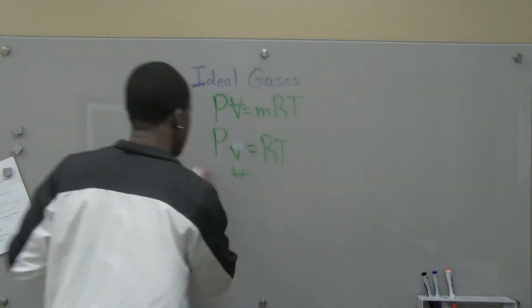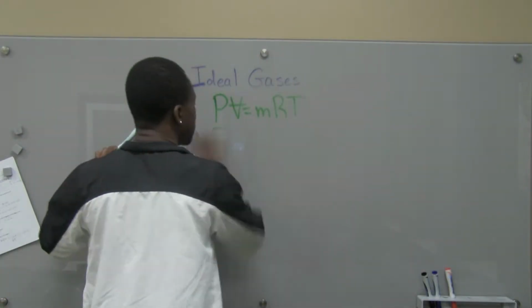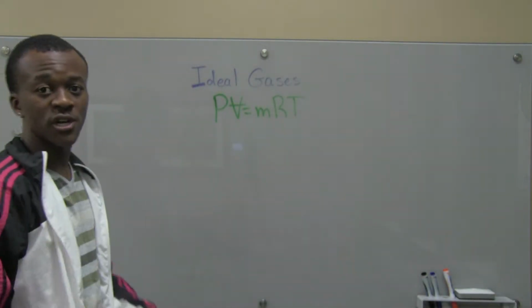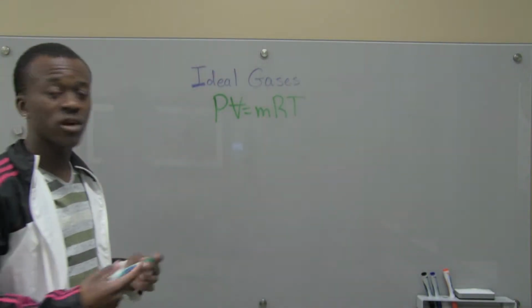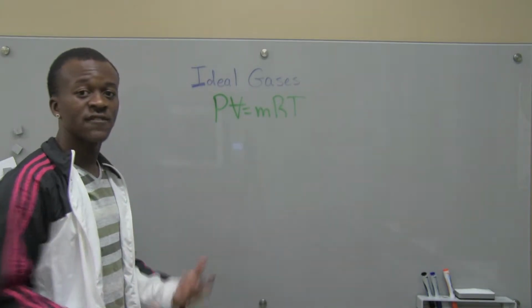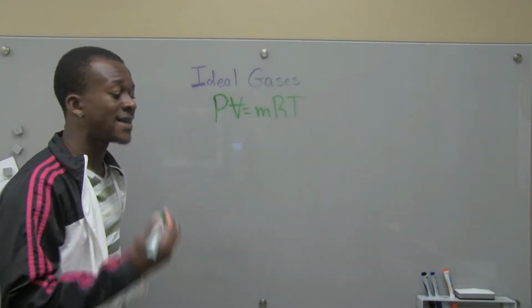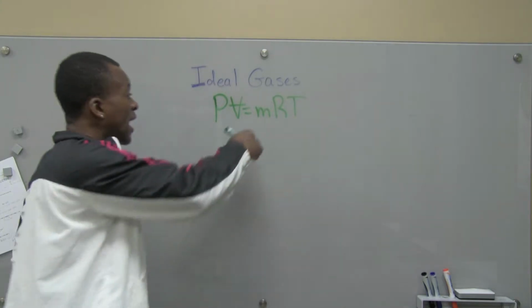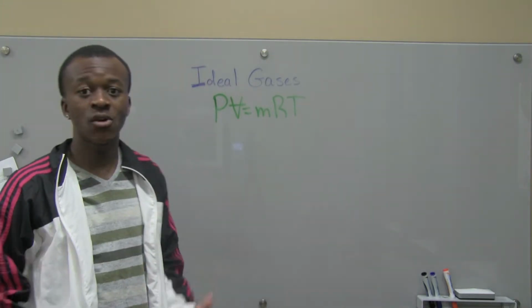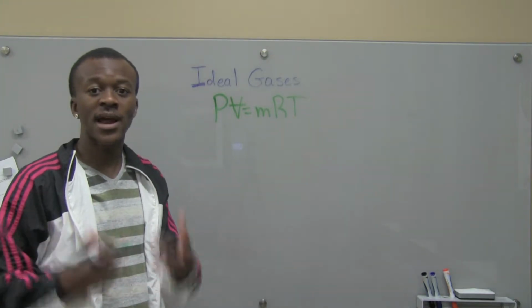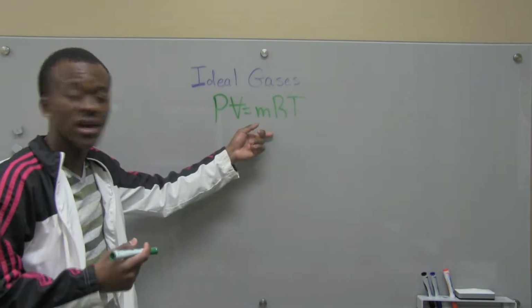Now, it's important for us to know what these things are. P is for pressure, right? Gases have a certain amount of pressure in them. This V is for volume, the volume that the gas is taking up. m is for mass. If you didn't know, gases do have a mass. No matter how small it is, we have to take that into account here.